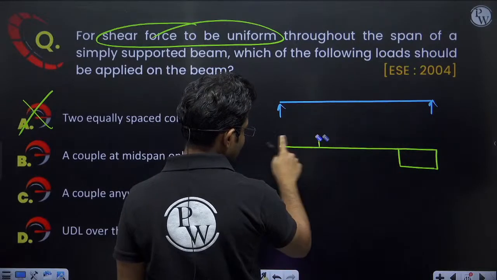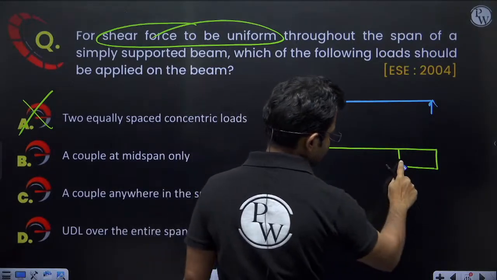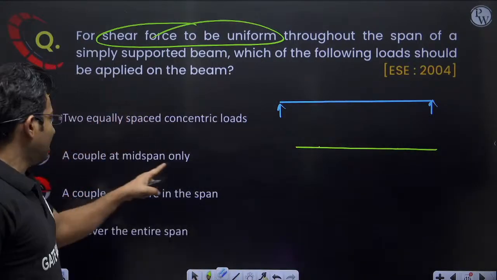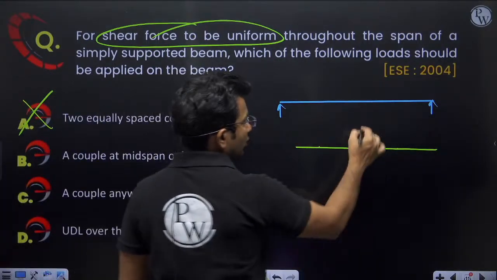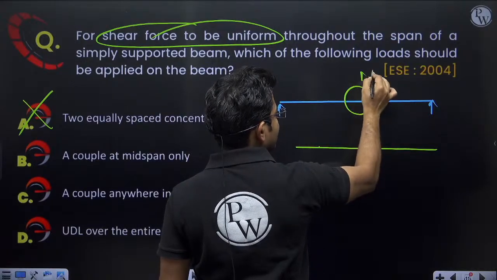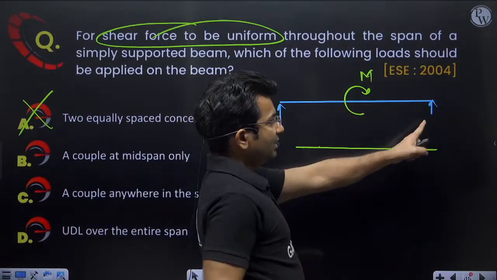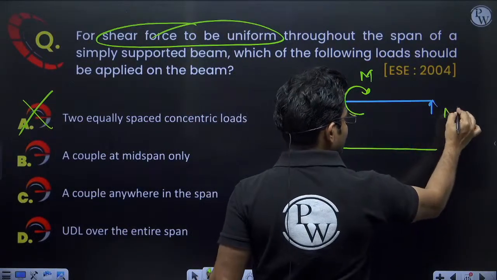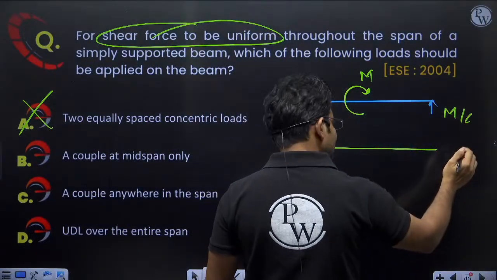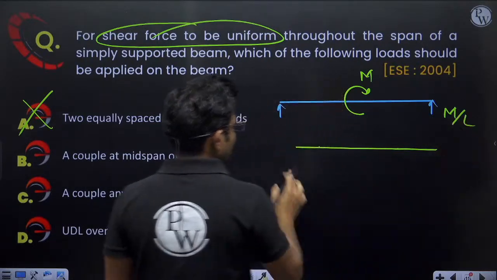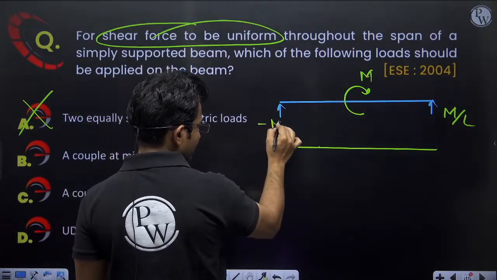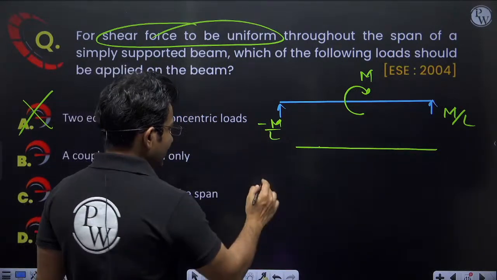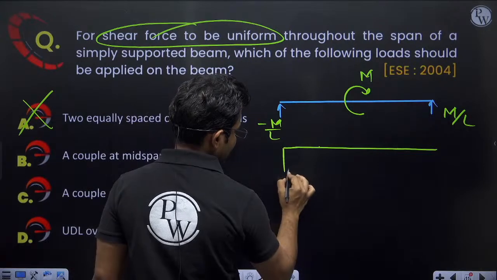Let us remove this. Okay, now let us see other options. Second option, a couple at midspan only. So if I provide a couple at midspan, what will happen? Here I'll be having vertical reaction as m by L, vertical reaction upward. It will be in upward direction m by L, and this will be in downward direction, so it will be minus m by L.